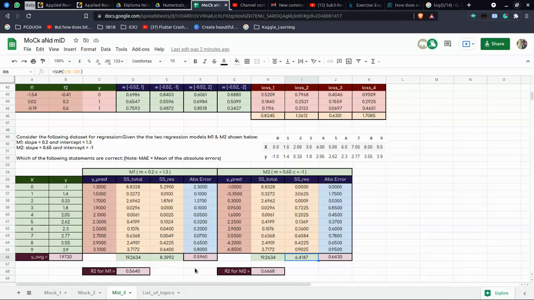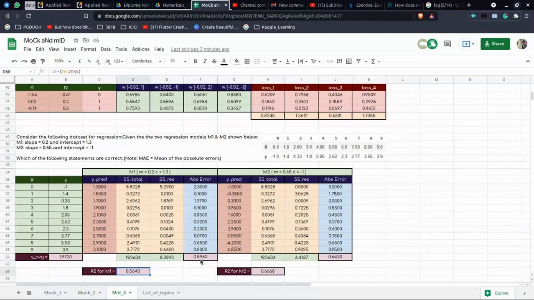See, 6.41, and here I have 8.39. It is also justified if you calculate R2: you will get 66% or 0.66 for M2 and 0.56 for M1. So M2 makes more absolute error, yet R2 is better. Here M1 makes less absolute error, but R2 is comparatively bad compared to M2.